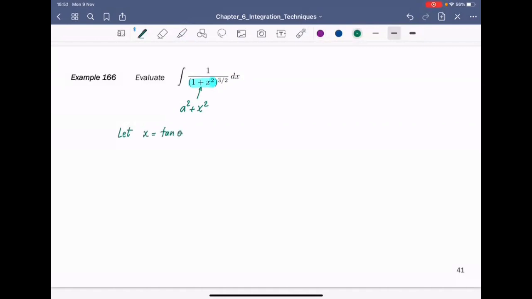If I choose x equal to tan theta, I can differentiate this with respect to theta. Differentiating tan, I get sec squared, and I move the d theta over, so dx is secant squared theta d theta. Now my integration. Hopefully this is easy. The integral of 1 over (1 plus x squared) becomes 1 plus tangent squared, to the 3 over 2, and dx is secant squared theta d theta.